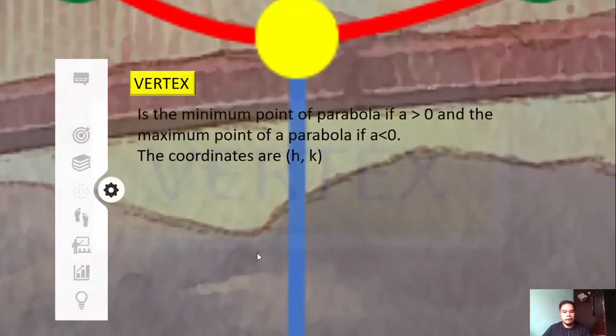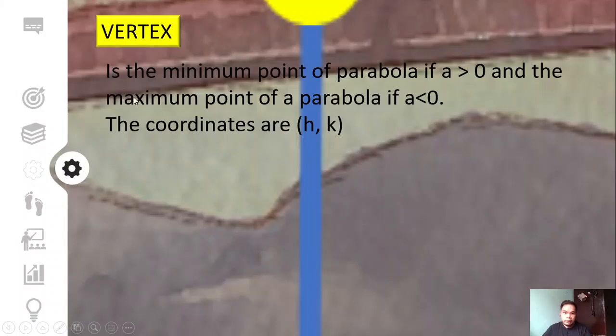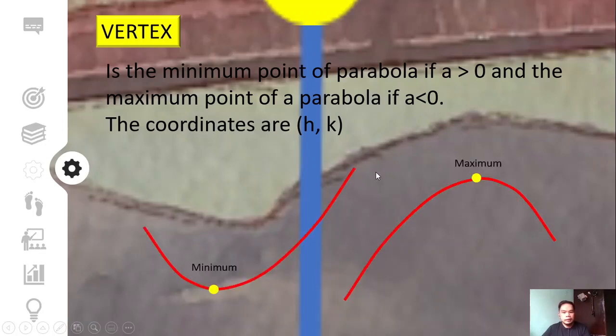Now let's go to the vertex. Vertex is the minimum point of parabola if a is greater than 0 or if a is positive, and the maximum point of the parabola if a is less than 0 or if a is negative. Okay? So we have here two parabolas. Minimum kapag ang vertex natin ay nasa baba. Maximum kapag ang vertex natin ay nasa taas.